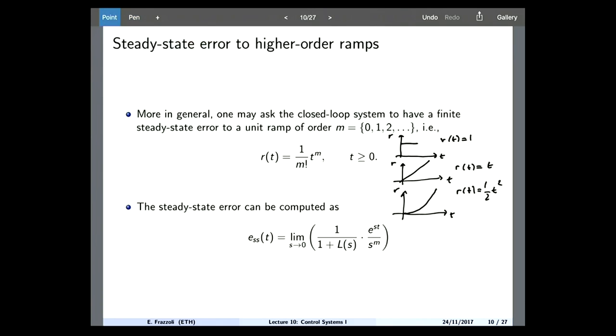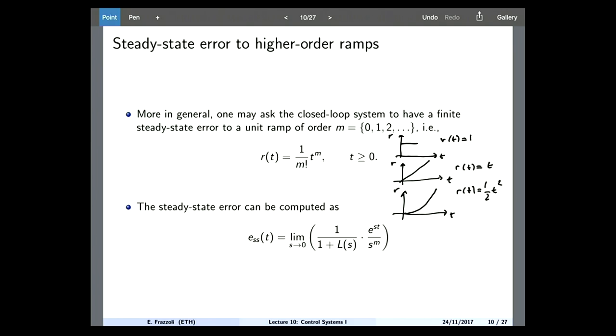How are these related to one another? You see that this one is the integral of this one, and this one is the integral of this one. So how do you get ramps of nth order? Just integrate the unit step n times. That's what the unit ramp of order n is.